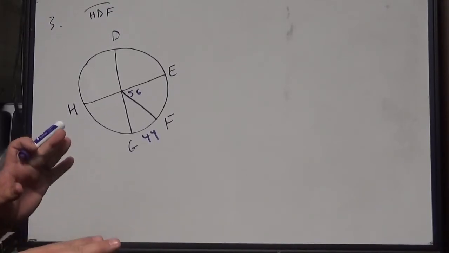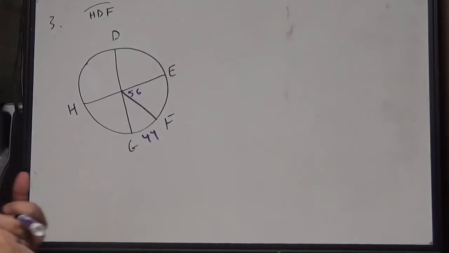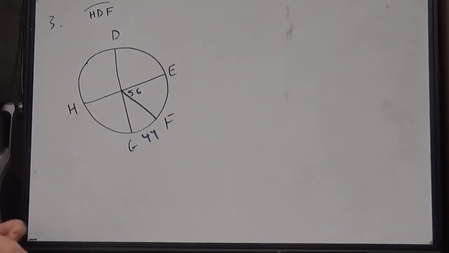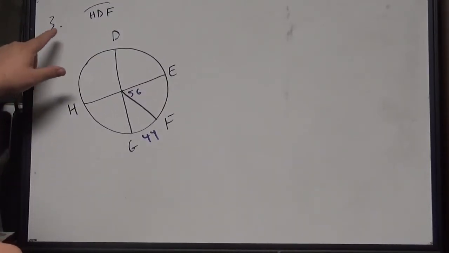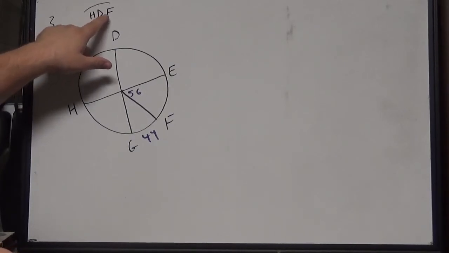So, I'm not going to change the numbers, so my suggestion is, as you do the problems, you watch this, please try to do the problem on your assignment as you watch it, and pause it if you need to. So I think that will help. Anyway, this is number 3. Number 3 is asking you to find arc HDF.